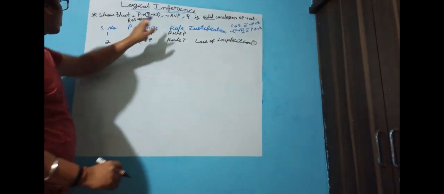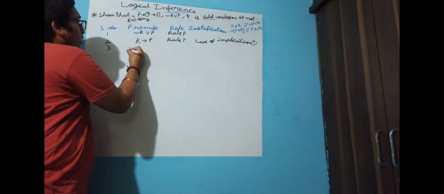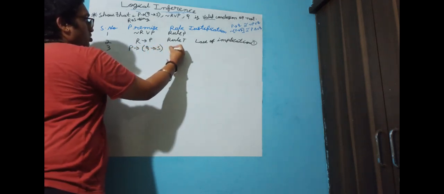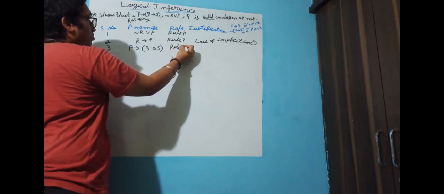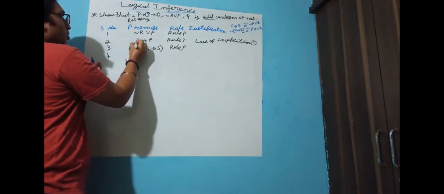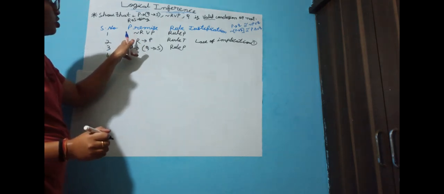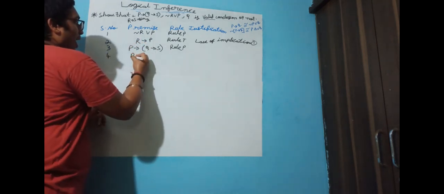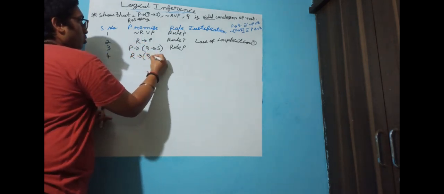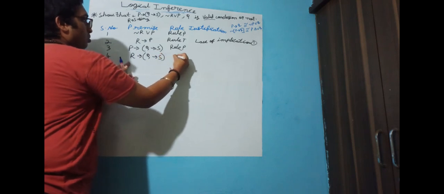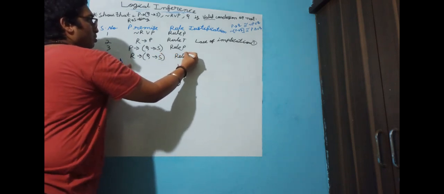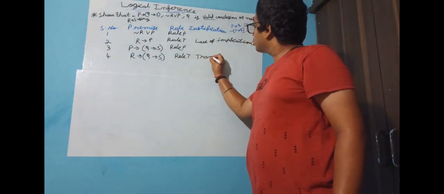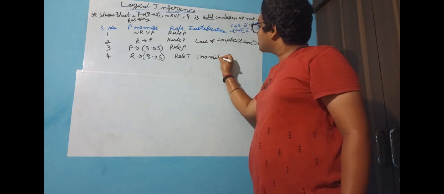Now introduce another premise. This is the premise we are going to introduce. P implication, Q implication S. Since we are introducing, rule P. Next, by seeing steps 2 and 3, transitive rule, P implication Q, Q implication R, then P implication R. Nothing but R implication of Q implication S. By rule T, here you need to write transitive rule.